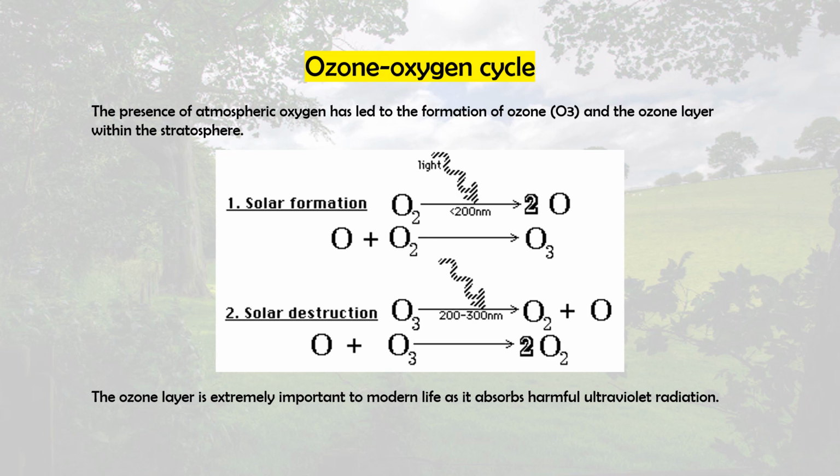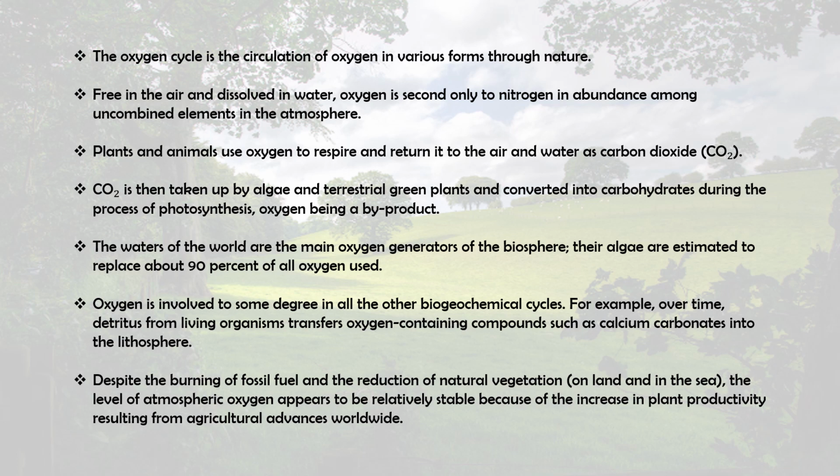Now the ozone layer is very important for modern life because it absorbs harmful ultraviolet radiation. When it absorbs these UV rays, it splits into O2 plus O, and O then combines with another ozone molecule to give us two molecules of O2. So due to this process, we get back our oxygen in the atmosphere. So that was also a source.